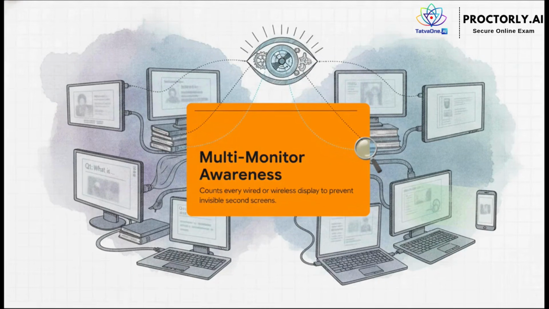A super common trick is to plug in a second monitor, cast the exam there, and have someone else read it. SIA features multi-monitor awareness. It literally counts every single connected display, whether it's wired or wireless, throughout the entire duration of the exam. So hidden hardware simply cannot escape SIA's notice.